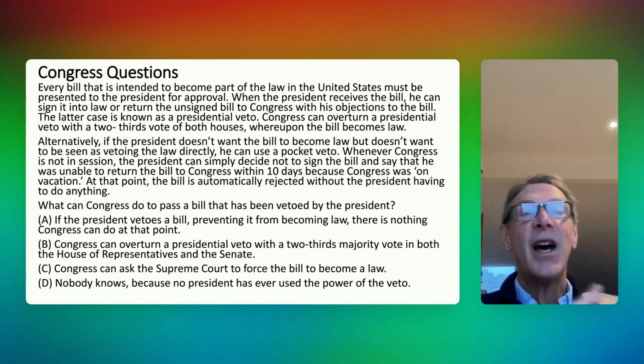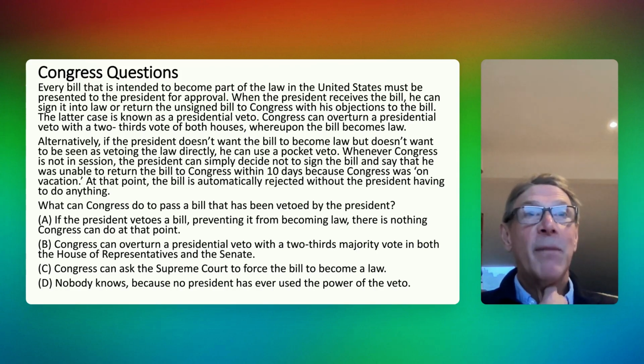So the president decides not to sign a bill, and he makes that decision when Congress is on holiday. And because they're on holiday for some time, after 10 days, the time passes. The bill is automatically rejected without the president having to do anything. So let's go through these questions.